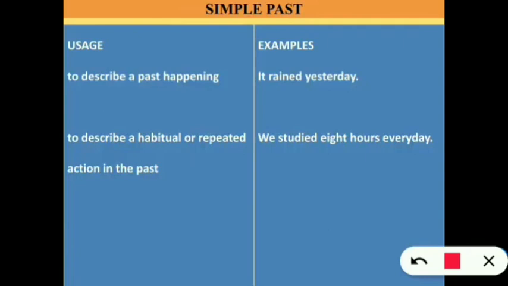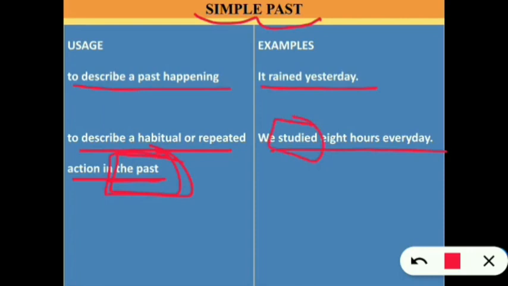Uses. To describe a past happening. For example, it rained yesterday. To describe a habitual or repeated action in the past: he studied 8 hours every day. Okay, it is a simple past tense example.